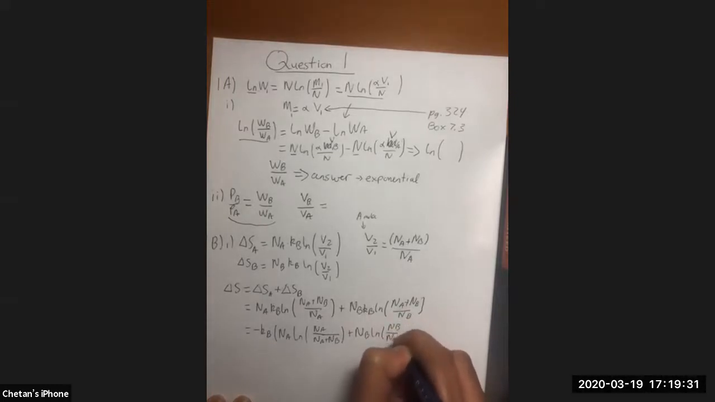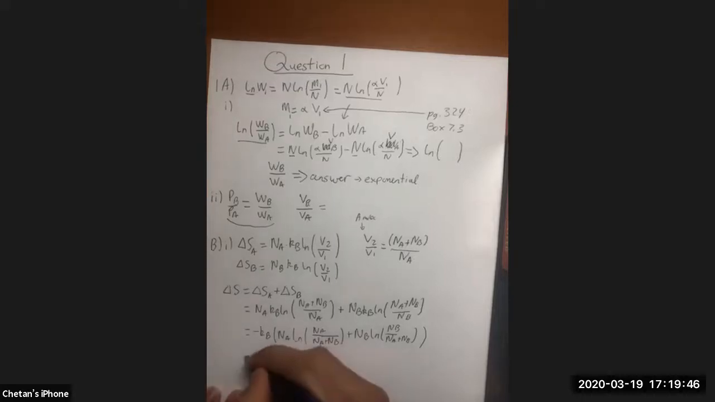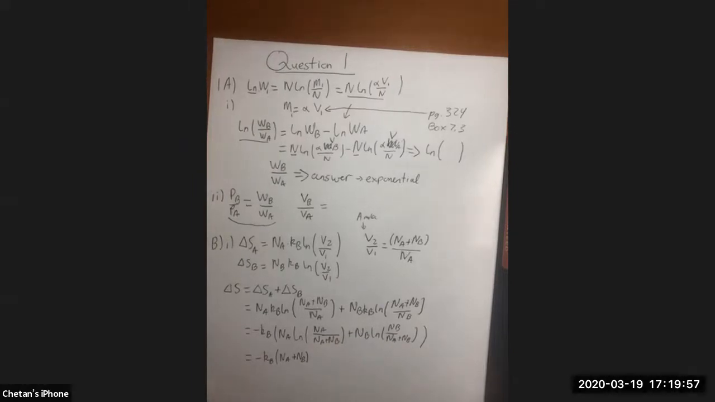So now we're here. Looking at this answer, it says that we just have negative N kB out front, meaning we have out front negative kB and then N, which is equal to Na plus Nb. I think that's supposed to be Nb. It doesn't really matter in this case because the number of molecules of A is the same as the number of molecules of B.